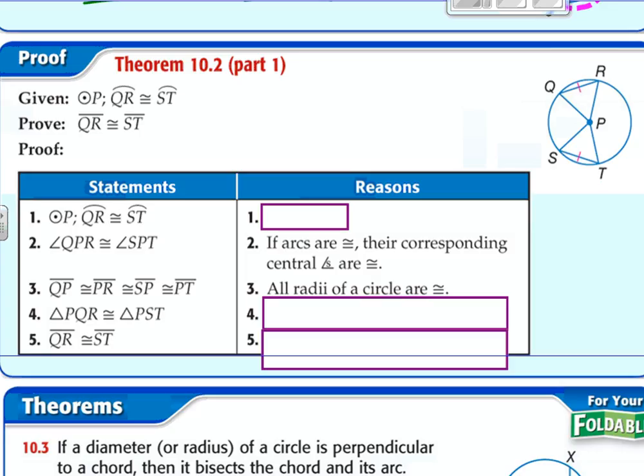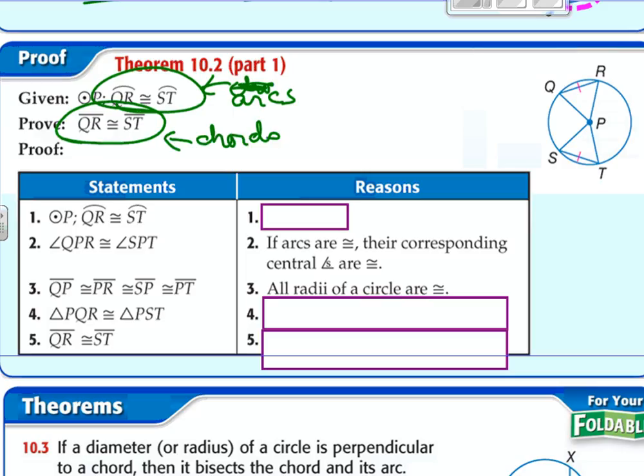The first thing is we're given circle P, and that just tells us that P is the center, and we know that arc QR is congruent to arc ST, and we want to prove segment QR is congruent to segment ST. When you're thinking about our next test, I'm just going to circle those. This is the chords, or excuse me, this is the arcs. And these are the chords.